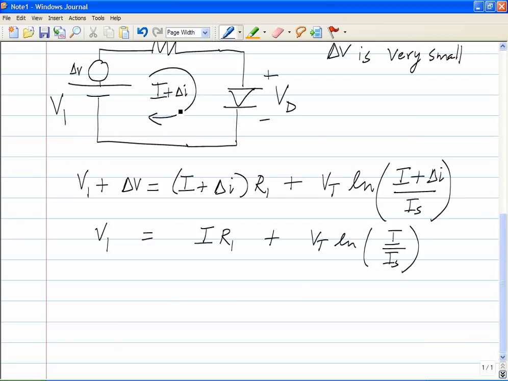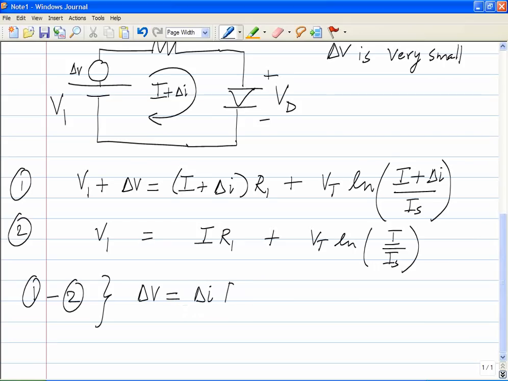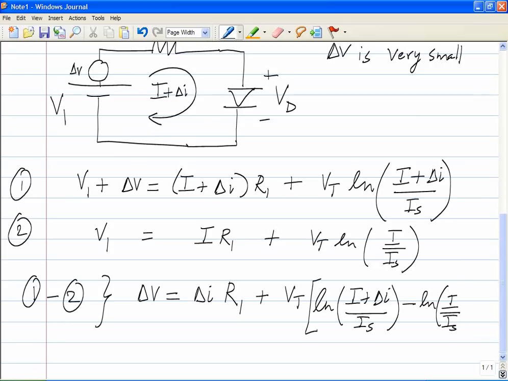So if I call this equation 1 and this equation 2, then 1 minus 2 will give me delta V is delta I times R1 plus Vt ln of (I plus delta I) by Is minus ln of I by Is. Does it make sense?